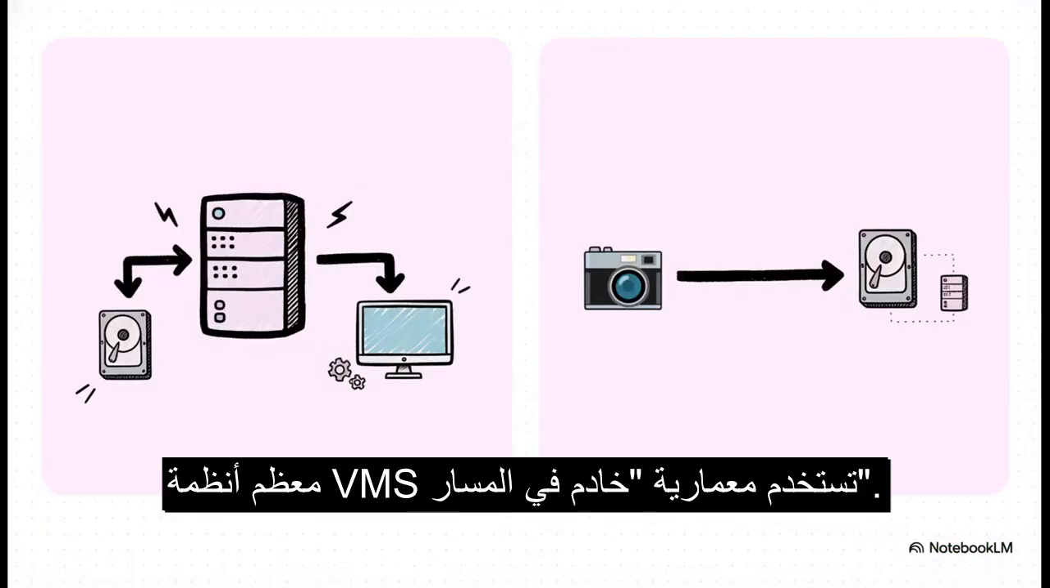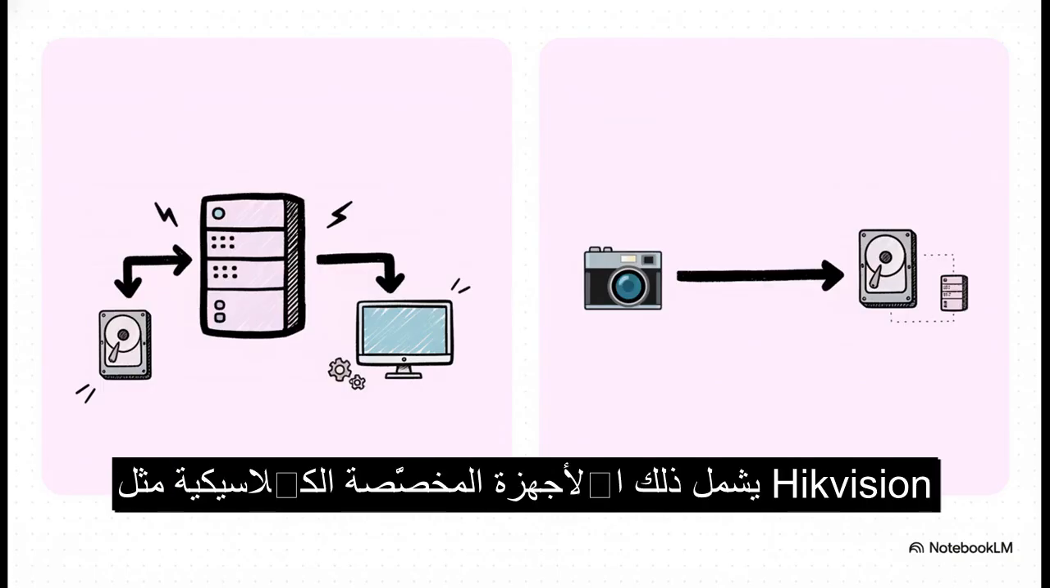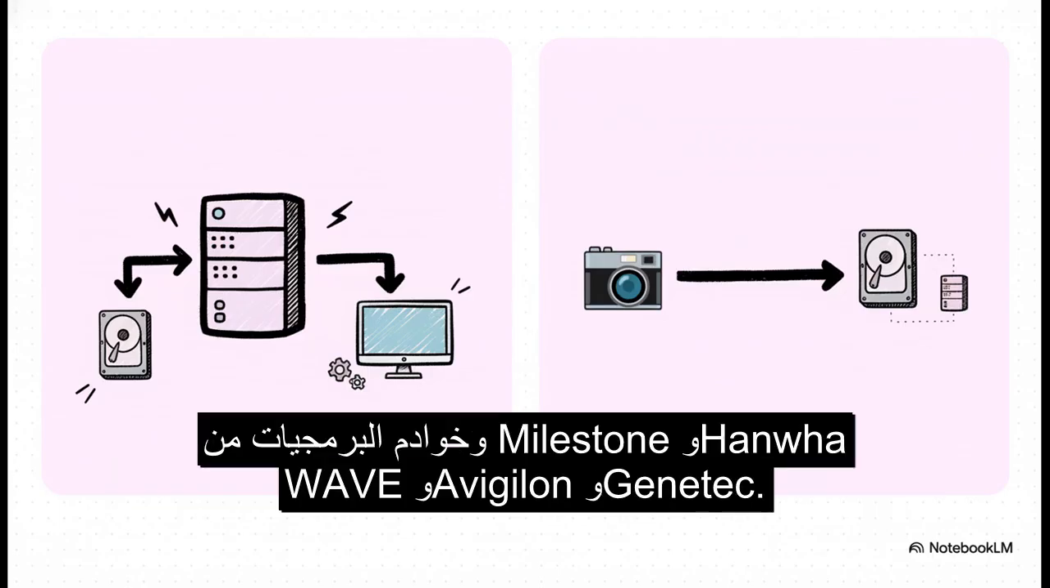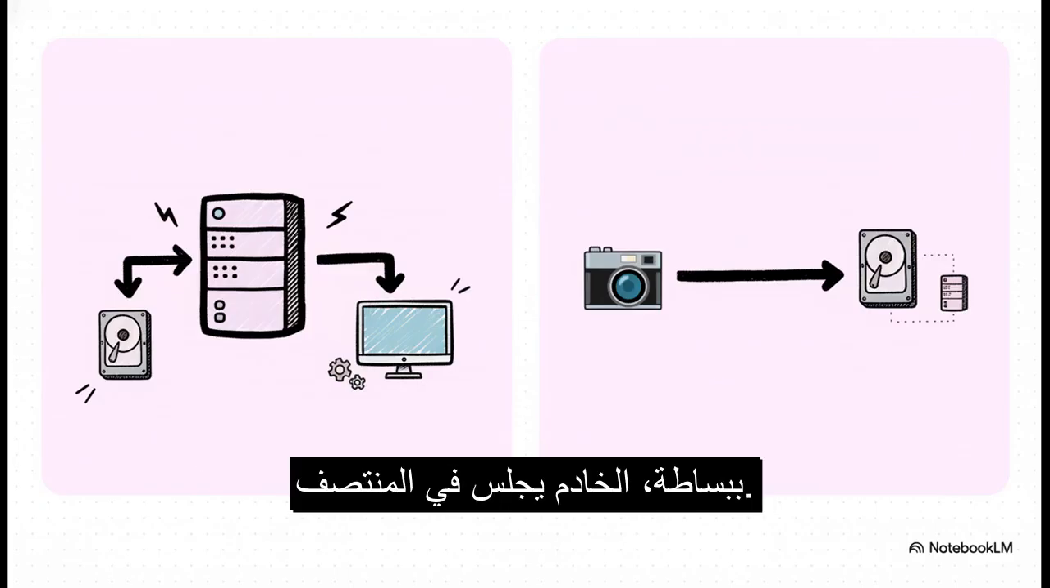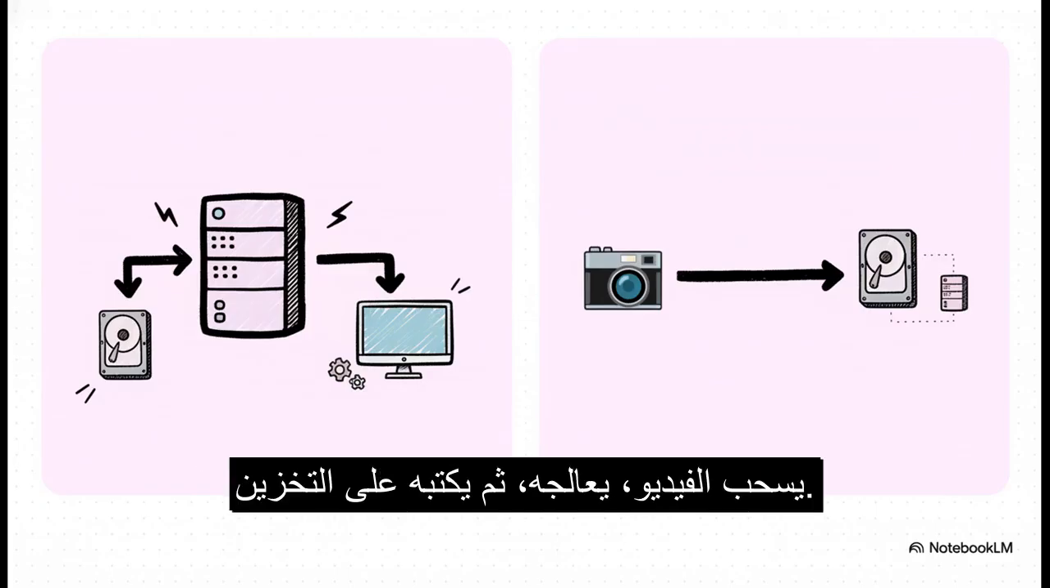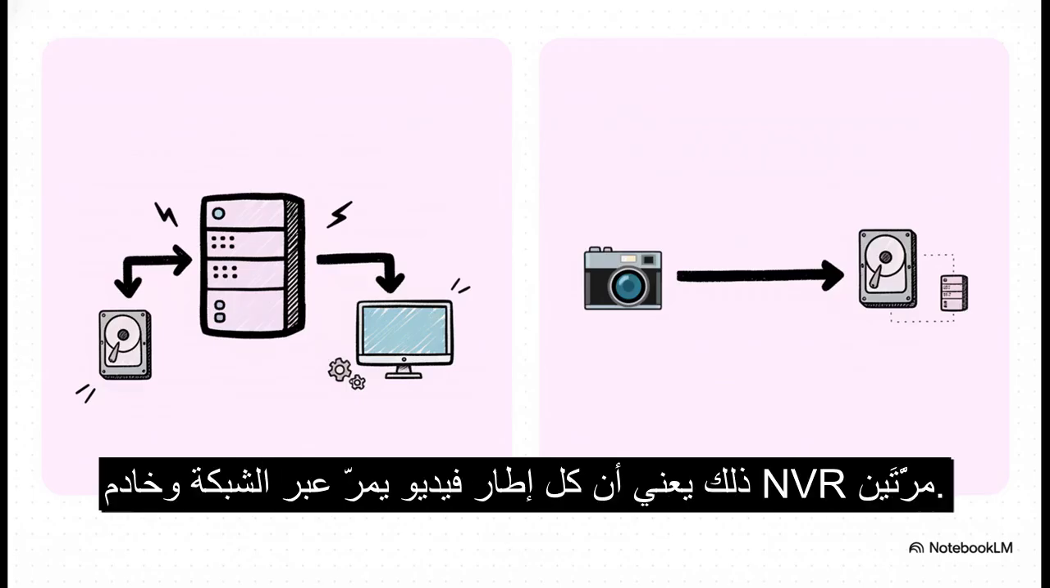Okay, so most VMS systems out there use a server in the path architecture. This includes your classic dedicated appliances like Hikvision and even software servers from Milestone, Hanwha WAVE, Avigilon, and Genetec. Basically, a server sits right in the middle. It pulls the video in, processes it, and then writes it out to storage. That means every single video frame passes through the network and that NVR server twice.